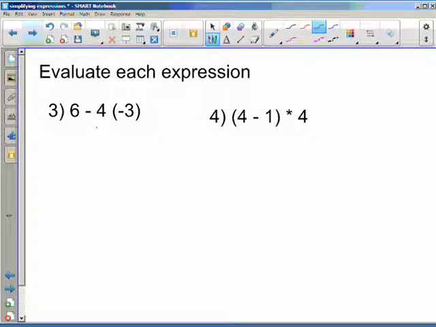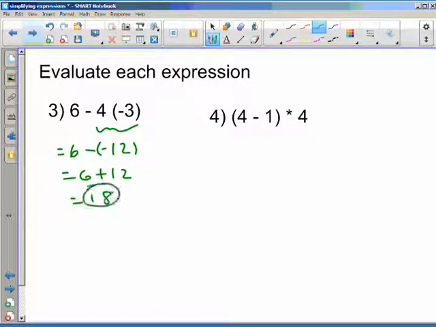The multiplication that we have here is given by parentheses. It's the same as a dot or a star. So we're going to get 6 minus negative 12, which is 6 plus 12. You could probably do that in one step. We get 18. Try 4 on your own and see if you get the same answer.